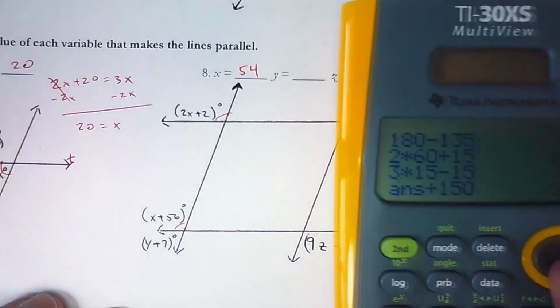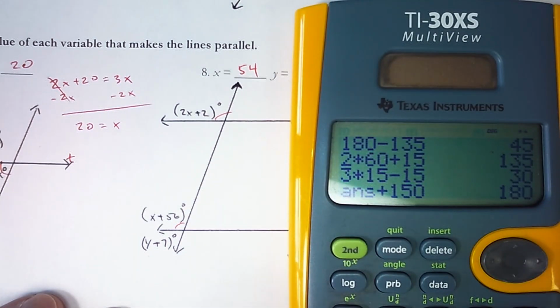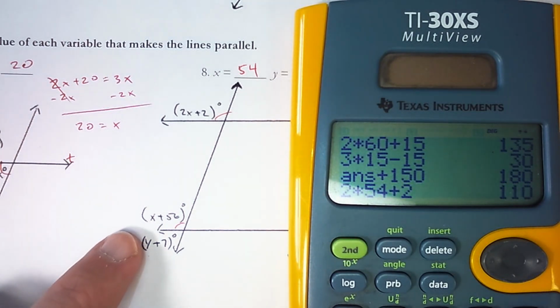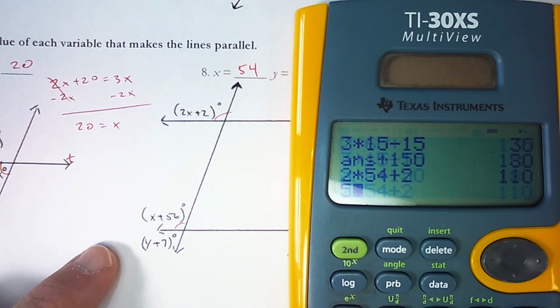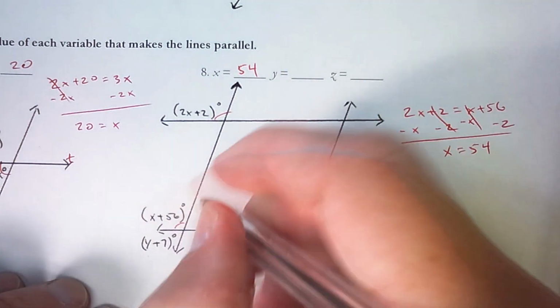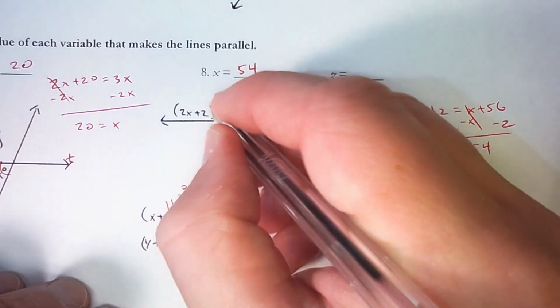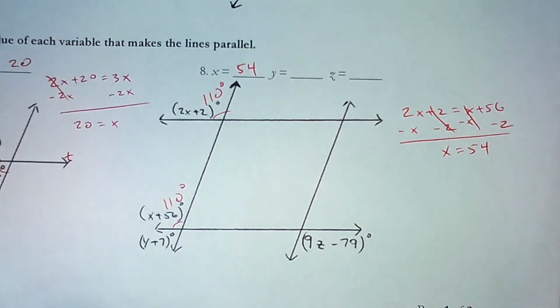So if x is 54, then right here I've got 2 times 54 plus 2. That's 110 degrees. And then down here, just to double check, I've got 54 plus 56, also 110. Okay, so I'm going to write in 110 degrees here as my angle measures.